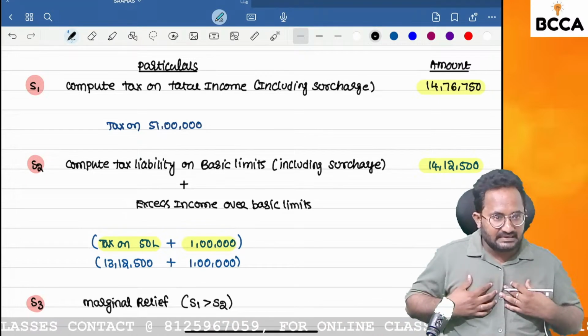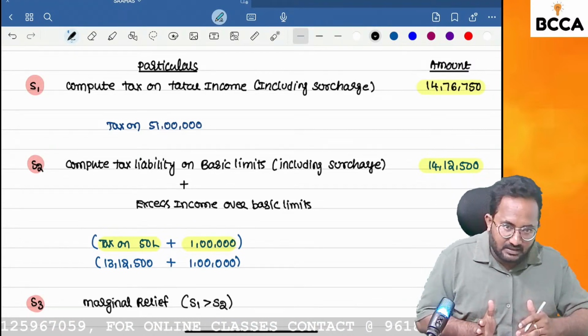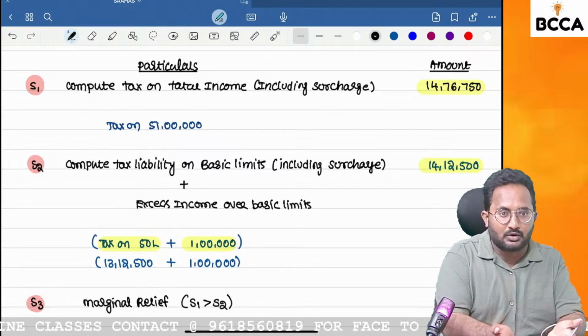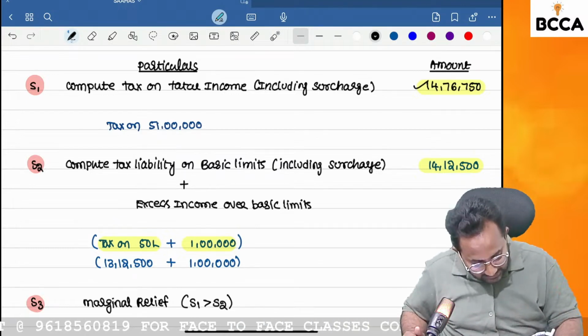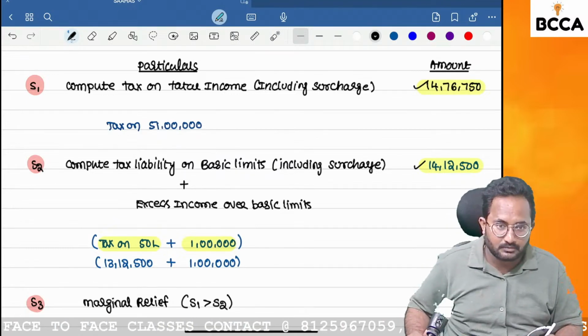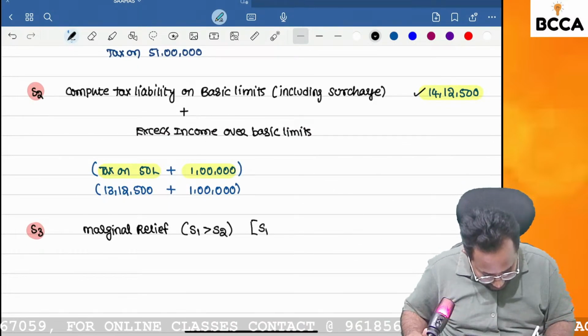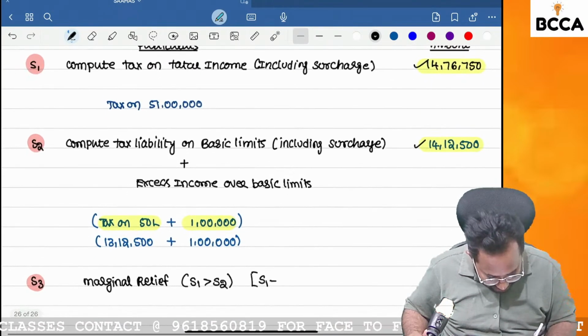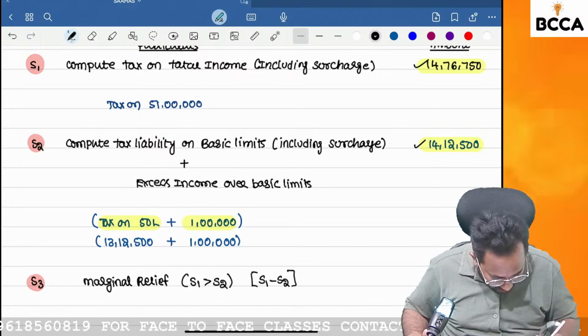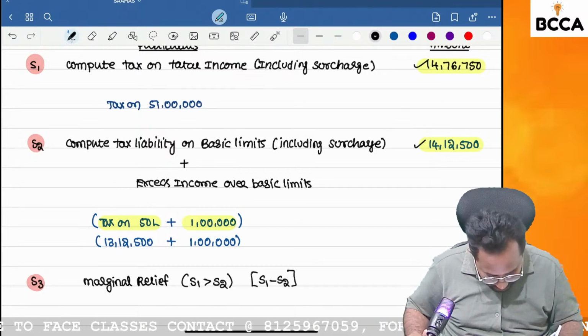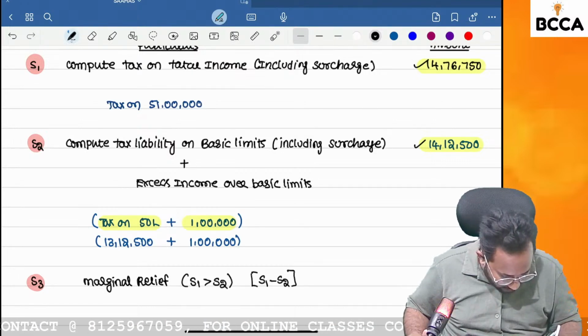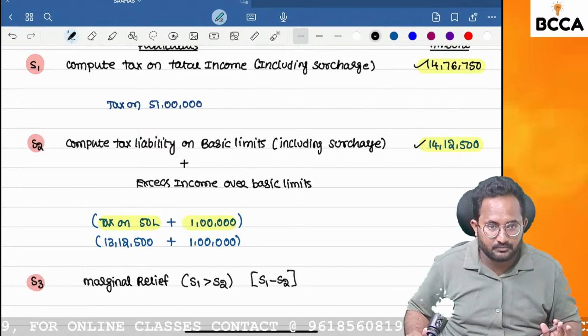Sir, I am paying the tax on 50 lakh as well as giving the 1 lakh also, still you are collecting more tax. Still you are collecting more than that amount. So in this situation, I want to get the marginal relief. What is that marginal relief? Step 1 minus step 2. So what is the amount of the relief they are given? 64,250. This is the relief they will give you.